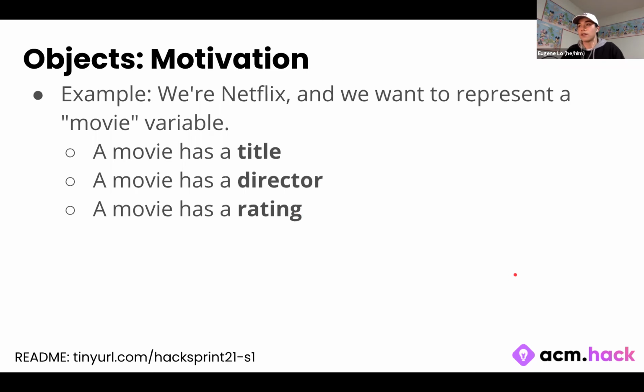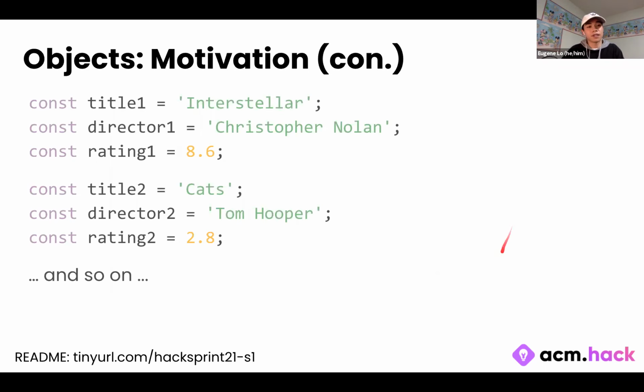So using what we've learned so far, one way you might represent this for each movie is by assigning and declaring a different variable for each of these properties. So let's say the first movie we want to represent is Interstellar. So we have const title1 equals Interstellar. We'll have a director related to that, director variable, excuse me, and we'll have a rating variable. And then let's say we want to add cats into our database. So then we'll have another title variable for cats, another director for Tom Hooper, and another one for the rating. And so on we would go, declaring 3 separate variables for all of our movies in Netflix.